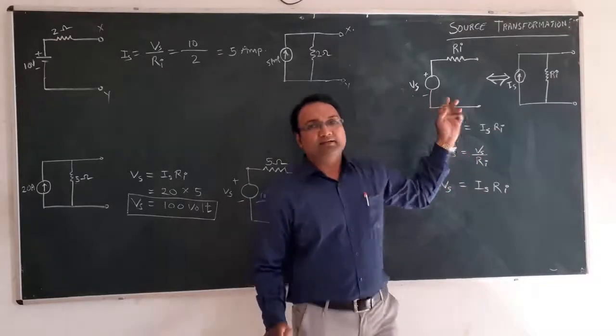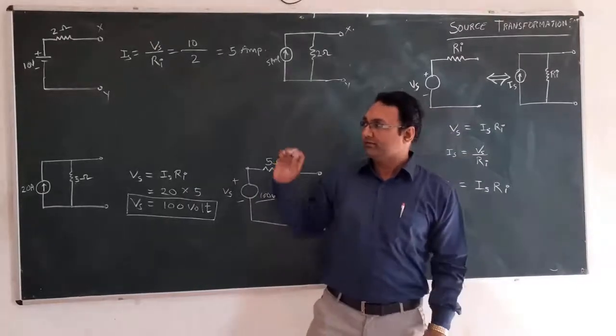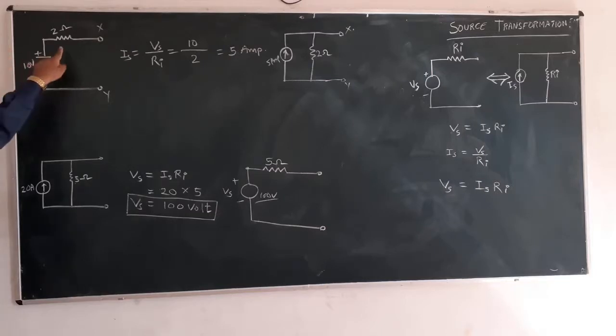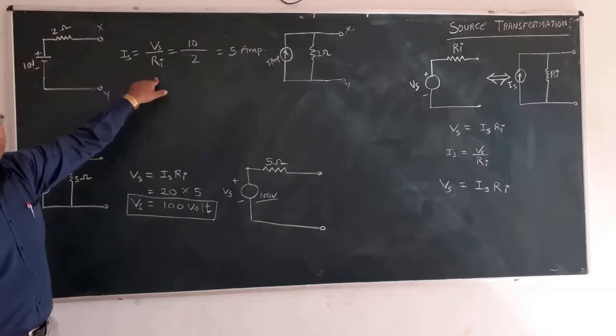Let's have a look at how we are going to do this in numericals. So this is our first question. You can write it down if you want. It's given a 10 volt voltage source with its internal resistance 2 ohm, and it asks us to convert this voltage source into an equivalent current source. So what we have to do? We have to use a simple Ohm's formula, that is I is equal to V by R, because we have to calculate the source current value.